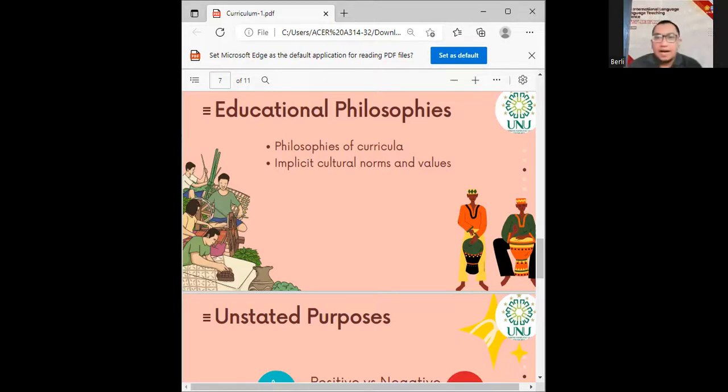Okay. Implicit and cultural norms are really important in designing the curriculum. Both of them are quite different, because in Indonesia, we tend to have religious and traditional values as the main foundations when we construct the curriculums, besides the target language that the students should learn.